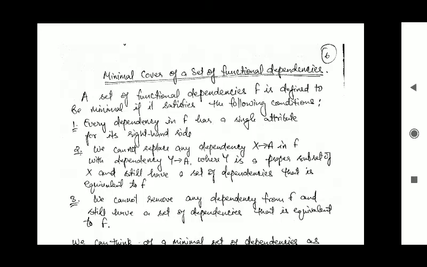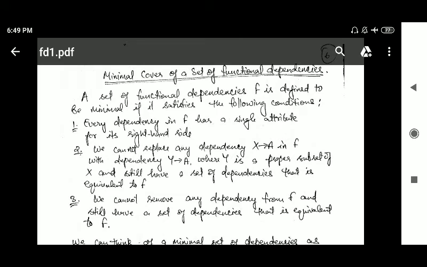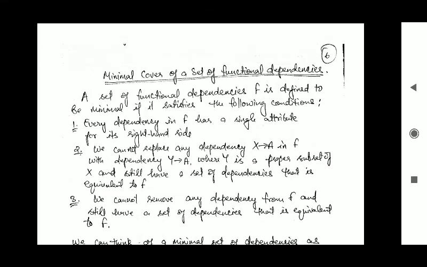Hello friends, welcome back. In this tutorial, we will study the minimal cover of a set of functional dependencies. A set of functional dependencies F is said to be minimal if it satisfies these three conditions. The first condition is that every dependency in F has a single attribute for its right hand side.